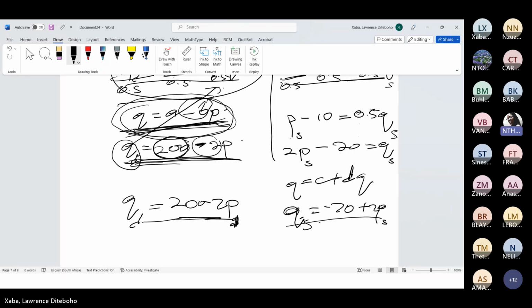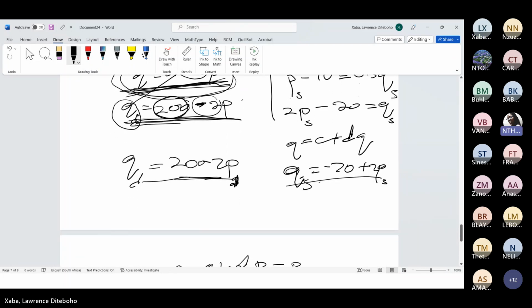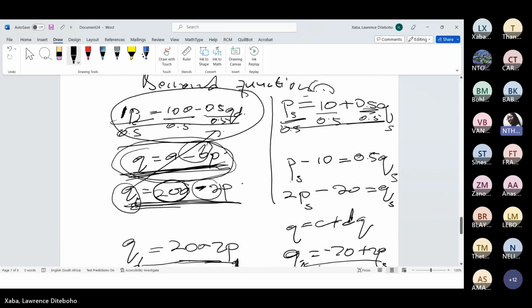Sorry, if I may interject, please. She's asking where the 2p is from. It is from when you divide the p. The p is actually 1p, we just do not write the 1. But when you divide 1 by 0.5, you get 2. That's where you'll have 2p.